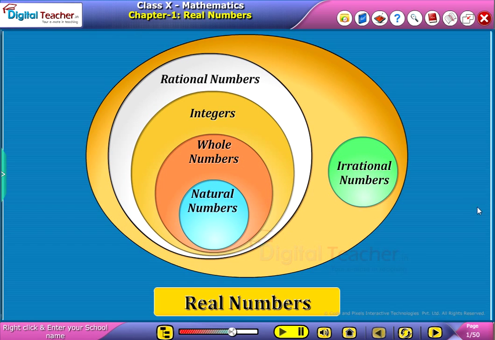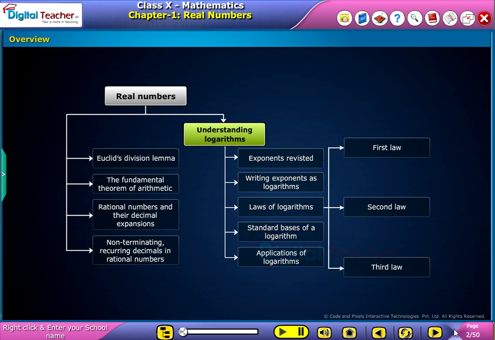Welcome to the chapter Real Numbers. This slide presents the overview of the chapter.